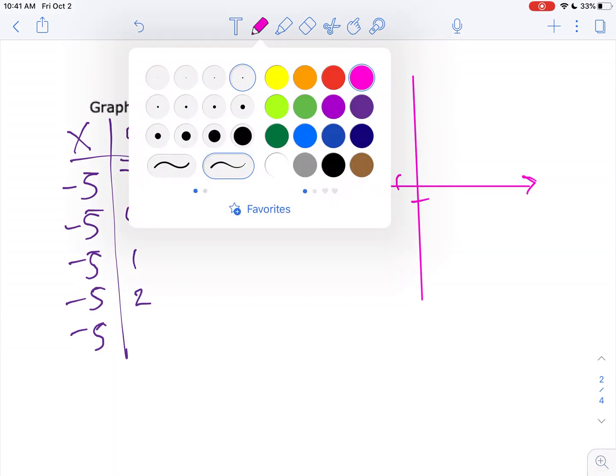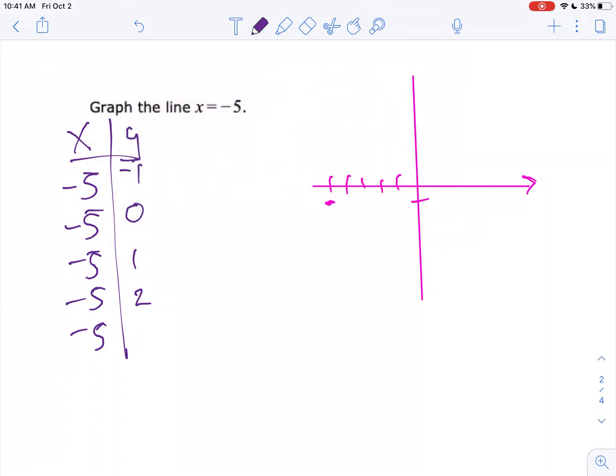I'm going to change colors here too. Negative 5, 0. To the left 5, up 0. Negative 5, 1. To the left 5, up 1. Negative 5, 2. You see the pattern here? It's going to be a vertical line.